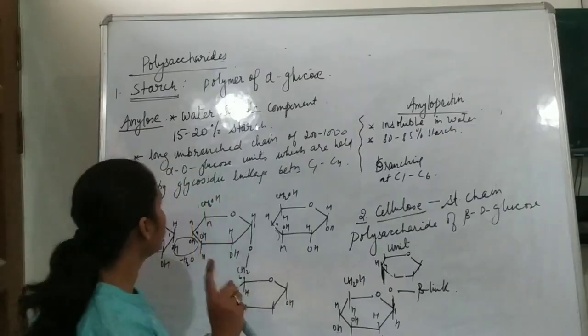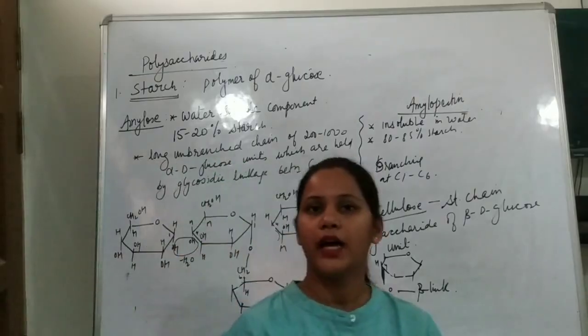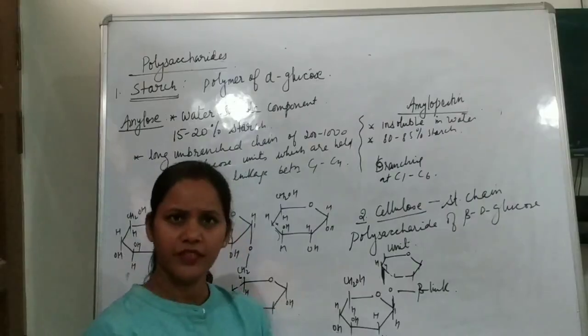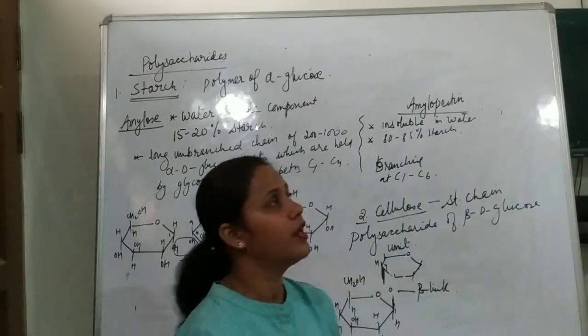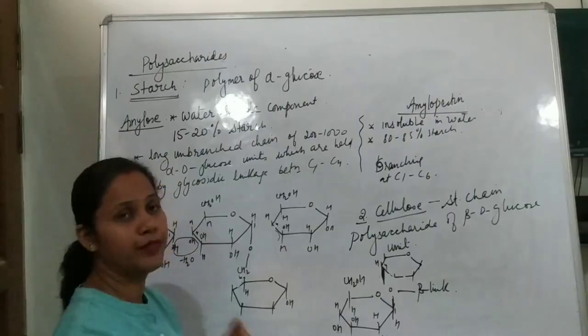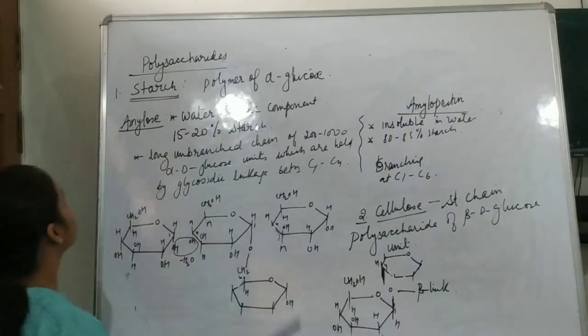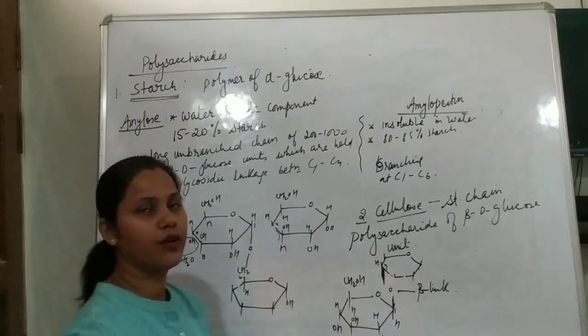Then the products of sucrose are alpha glucose and beta fructose. Maltose is 2 units of alpha glucose joined together by a glycosidic linkage. Then lactose has beta D-galactose and beta glucose. Then we discussed polysaccharides like starch, cellulose, glycogen, etc.